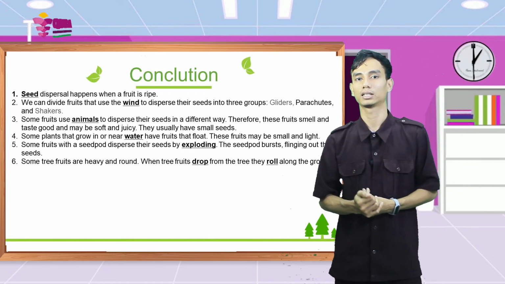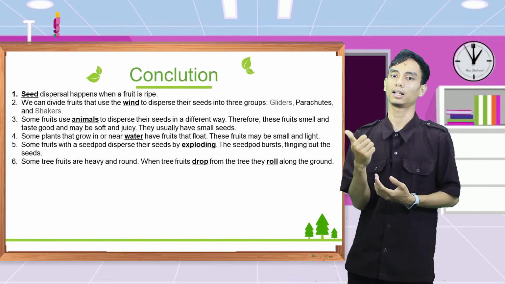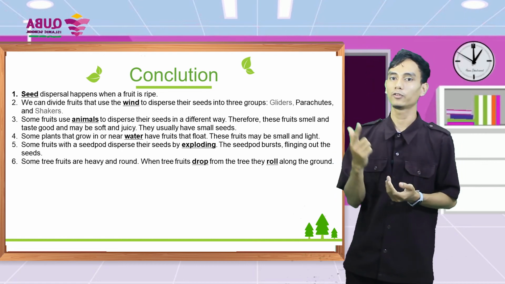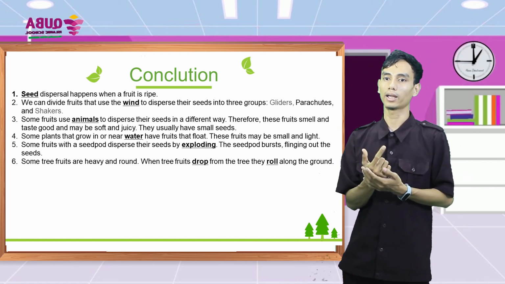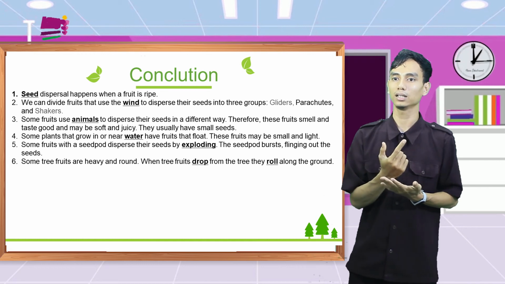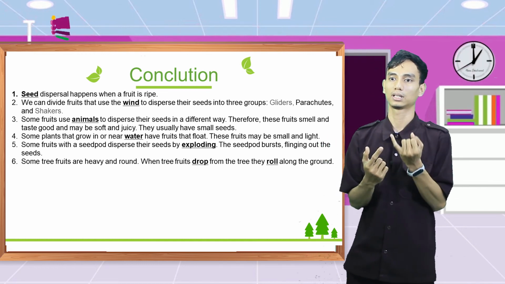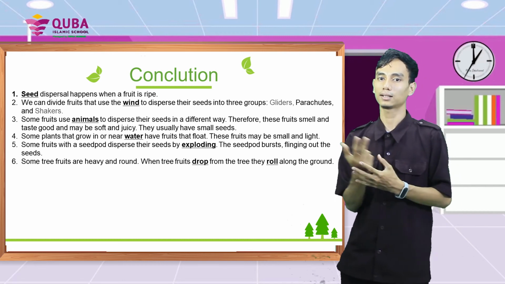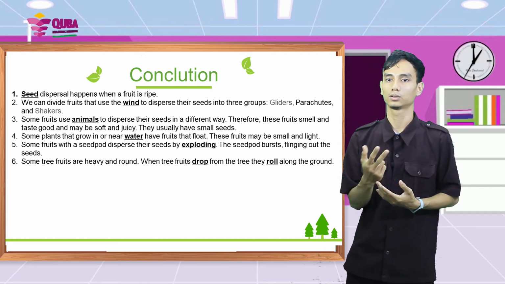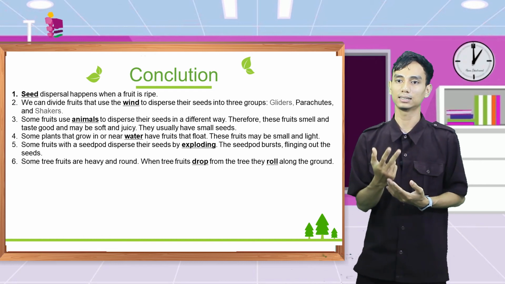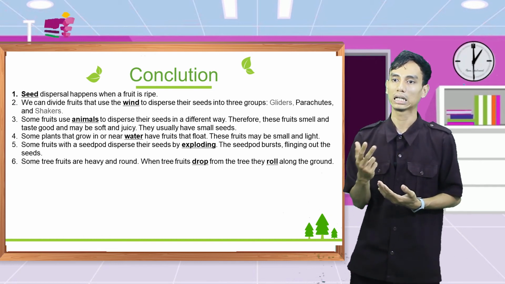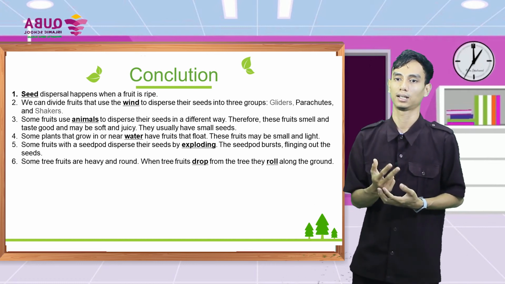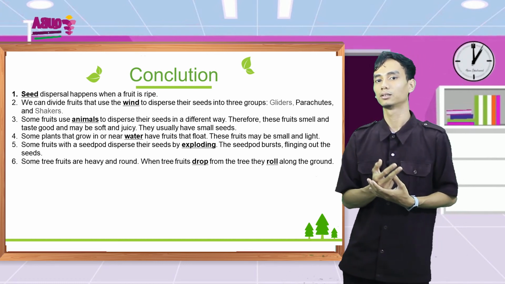Okay, and then the conclusion. The first: seed dispersal happens when a fruit is ripe. And then we can divide fruit that use the wind to disperse their seed into three groups. The first, gliders, parachutes, and shakers. And the third, some fruit use animals to disperse their seed in a different way. Therefore, these fruits smell and taste good and may be soft and juicy. They usually have small seeds.